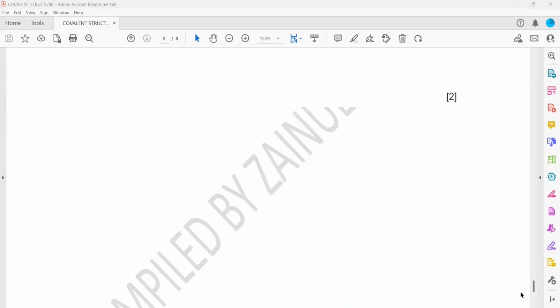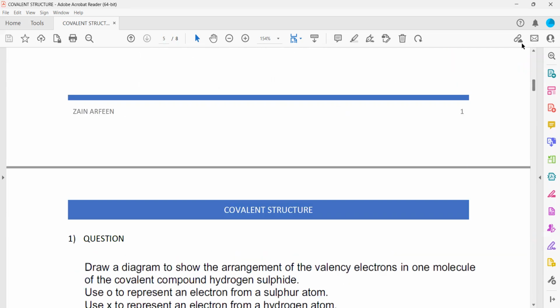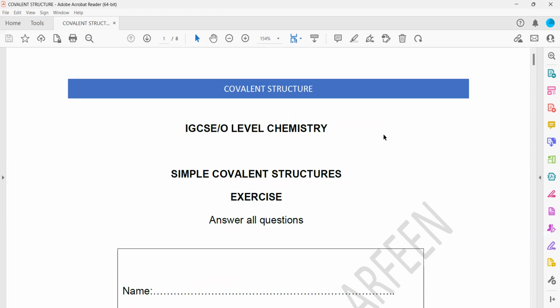So this was the weekly homework exercise related to drawing simple covalent structures. Is it clear? Any questions in this exercise? No, sir. So solve and submit this exercise along with the physics one.